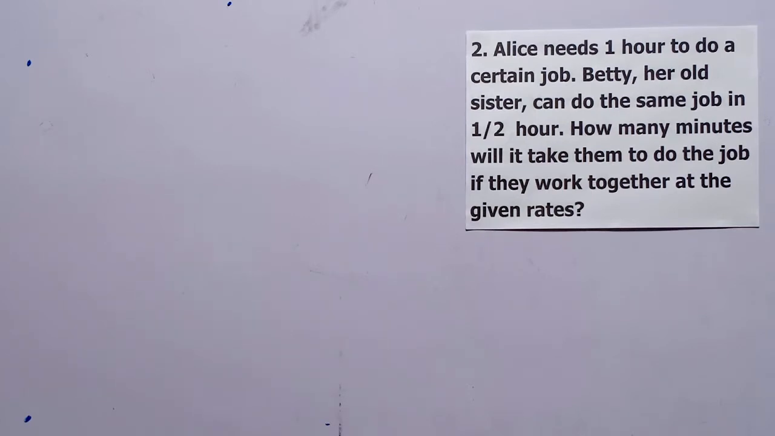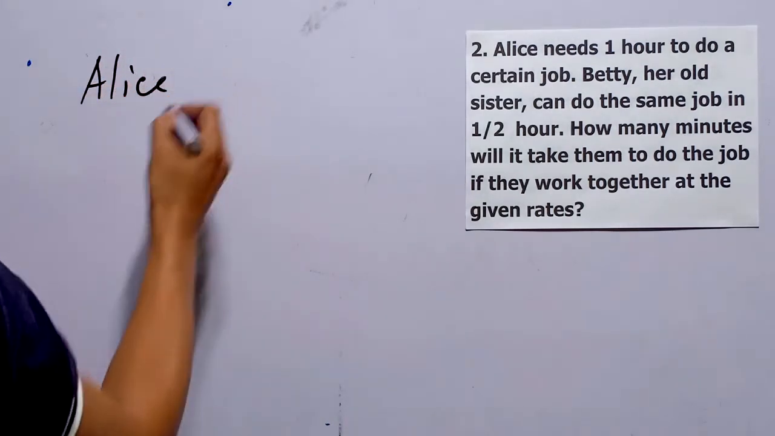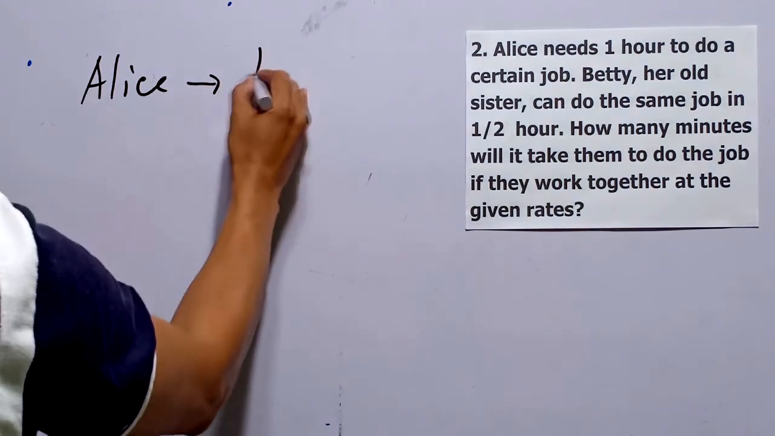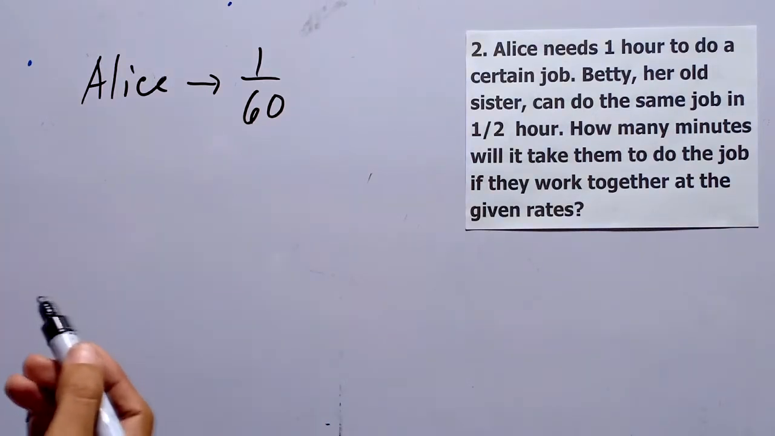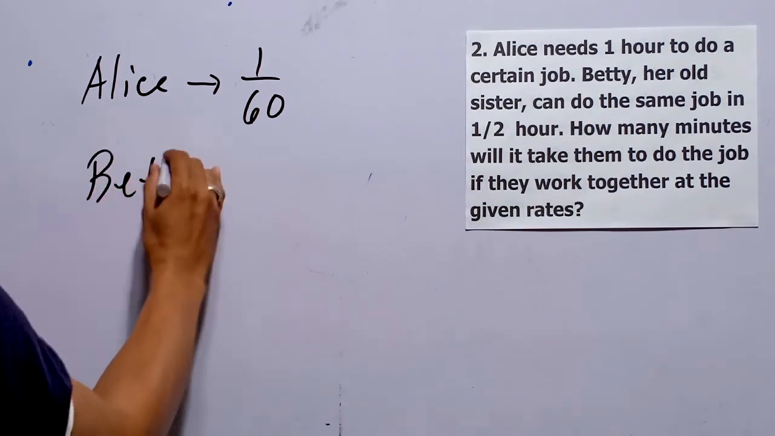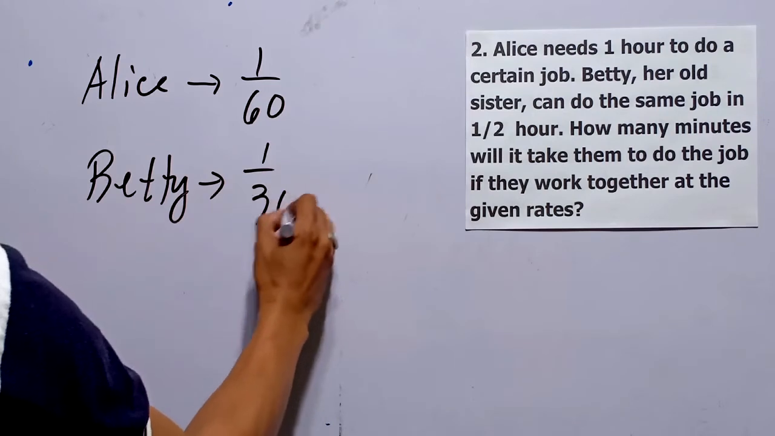So let's start with Alice. Alice needs 1 hour to do a certain job, meaning in 1 minute, Alice can do 1 over 60 of the job. 60 here is the number of minutes, okay? While the sister, Betty, in one minute, can do 1 over 30 of the job.